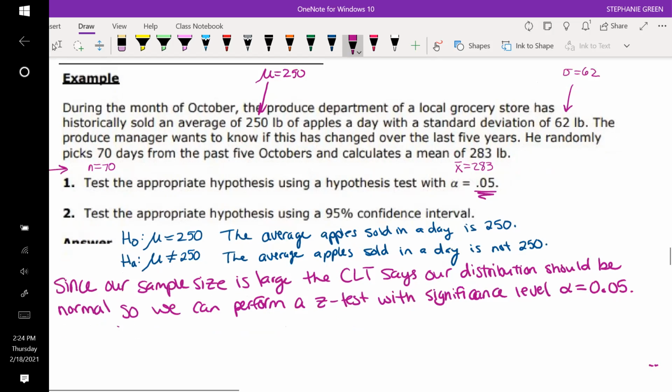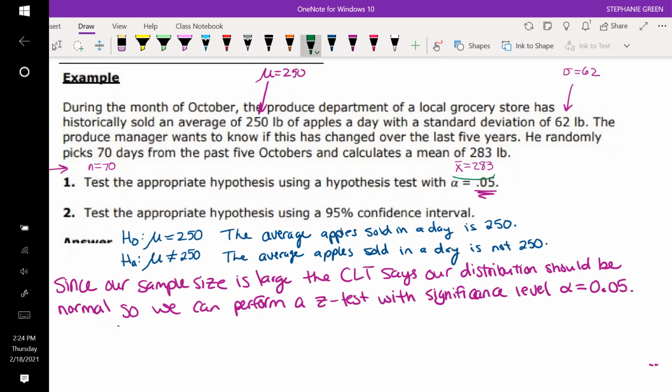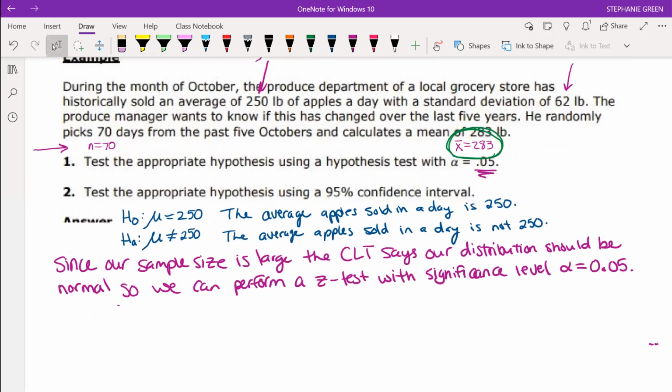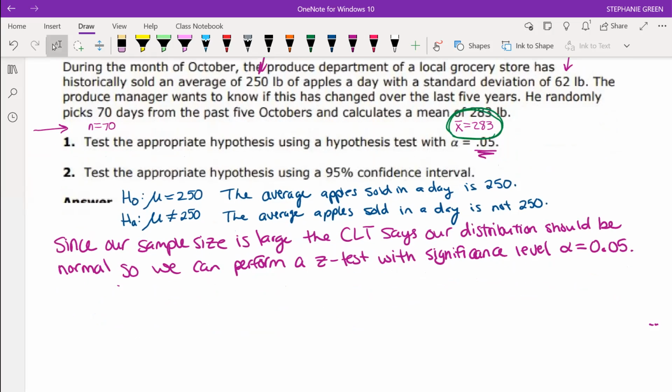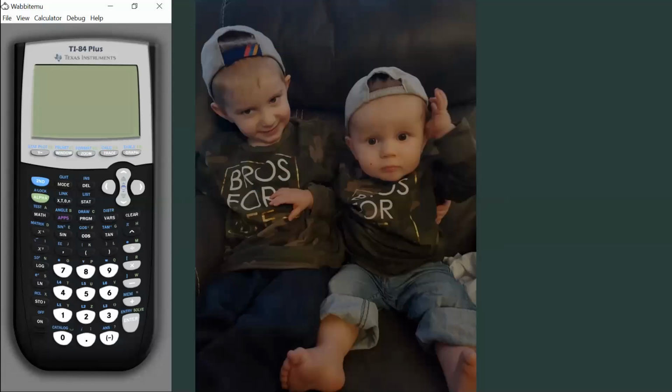Then we move on to step 3, calculating our test statistic. That was already done for us. Our test statistic is that X bar is 283. So then we need to calculate our z-score and our p-value. So let's see, we'll say z equals, and if I want to, I can even do some little graphing calculator magic on here real quick. Stat, test, z-test.